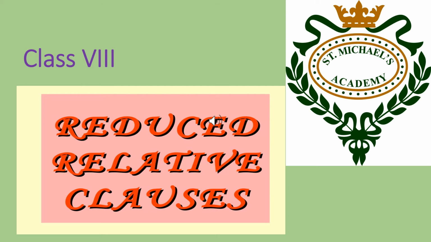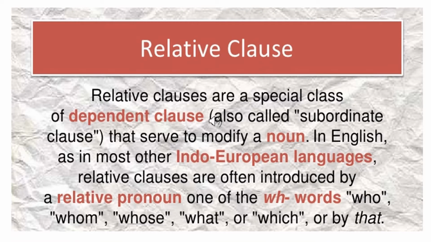Good morning, students. Our lesson for today is reduced relative clause. A relative clause is a type of subordinate clause. It is used in order to modify or adapt or describe a noun or a pronoun. Relative clauses are always dependent.